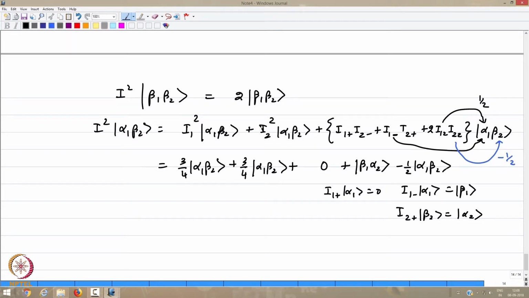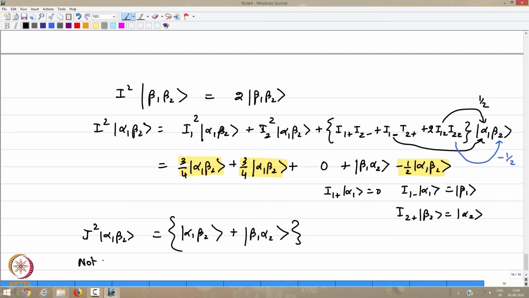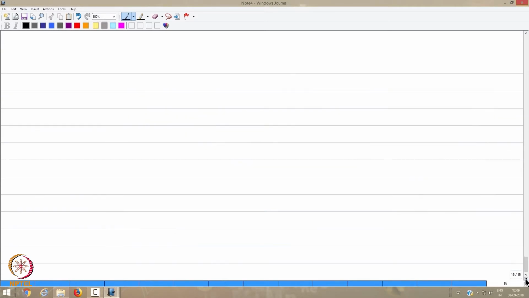Okay. So, you can see what you get. You get the state alpha 1 beta 2, 3 by 4 plus 3 by 4 minus 1 by 2. These three terms you can put together: 3 by 4 alpha 1 beta 2, 3 by 4 alpha 1 beta 2, minus 1 by 2 alpha 1 beta 2. That gives you simply alpha 1 beta 2. Okay. But the other state is beta 1 alpha 2. Therefore, you see I square on alpha 1 beta 2 gives you that. So, this is obviously not an eigenfunction of I square.